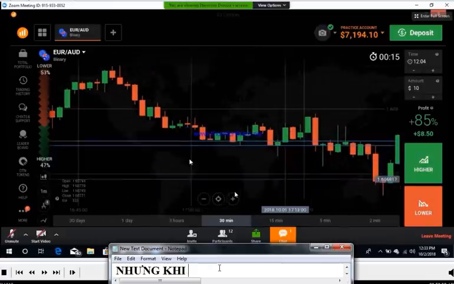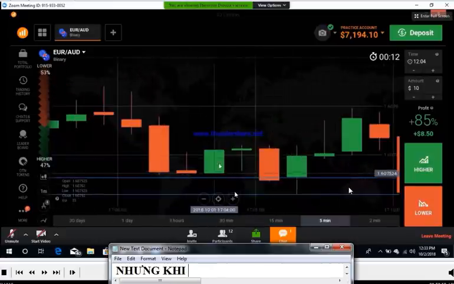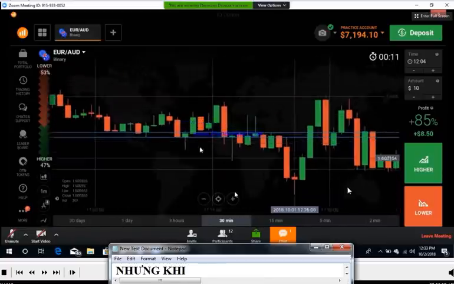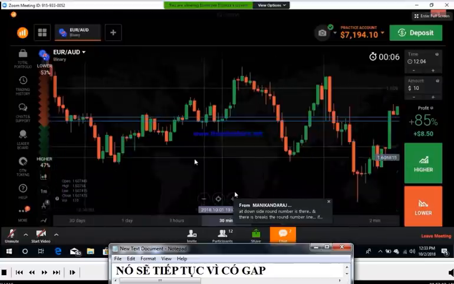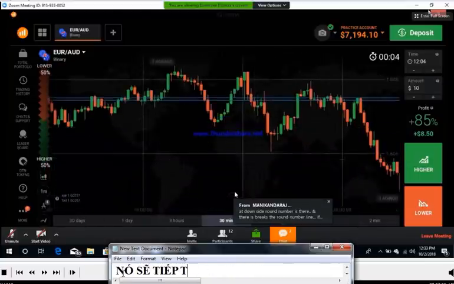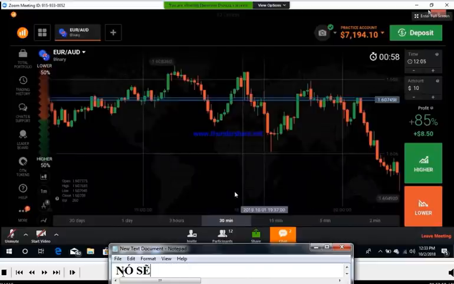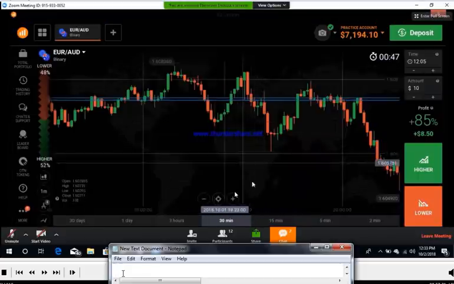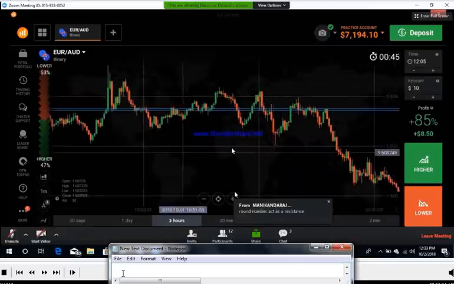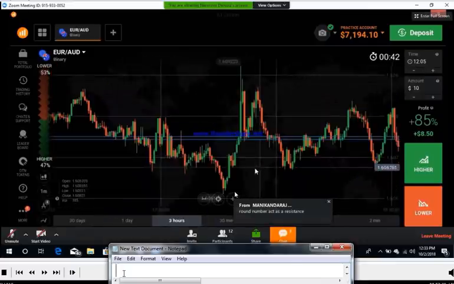Okay, so it didn't touch this level, again it reversed before the level. Yes, with this a downside round number is there, and there is a break of the round number line. A strong candle breaks the round number, which is a continuation candle. So sometimes round numbers will not work. Only some round numbers will work. We need to identify the round numbers.